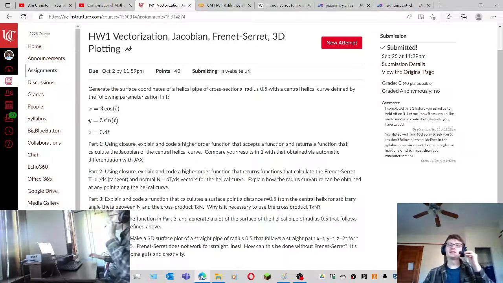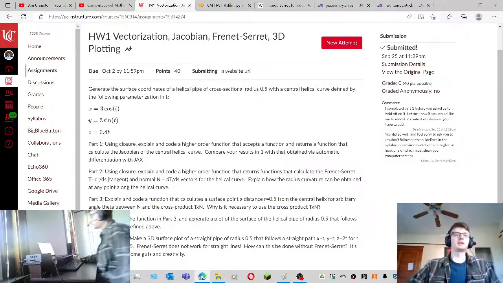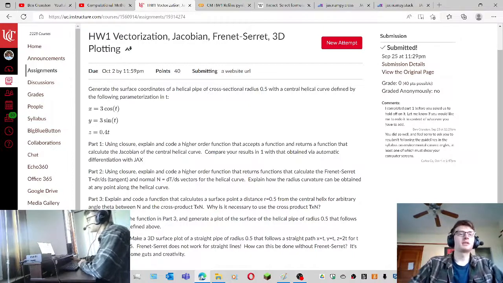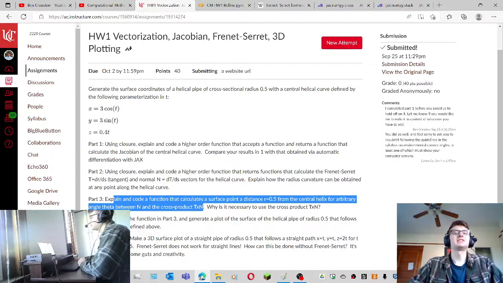Hello, this is part 3 of homework 1: vectorization, Jacobian, Frenet-Serret, 3D plotting, where I am getting some better camera angles and me explaining things. So in part 3, I need to explain and code a function that calculates a surface point at distance radius equals 0.5 from the central helical curve for an arbitrary angle theta between n and the cross product of t times n.